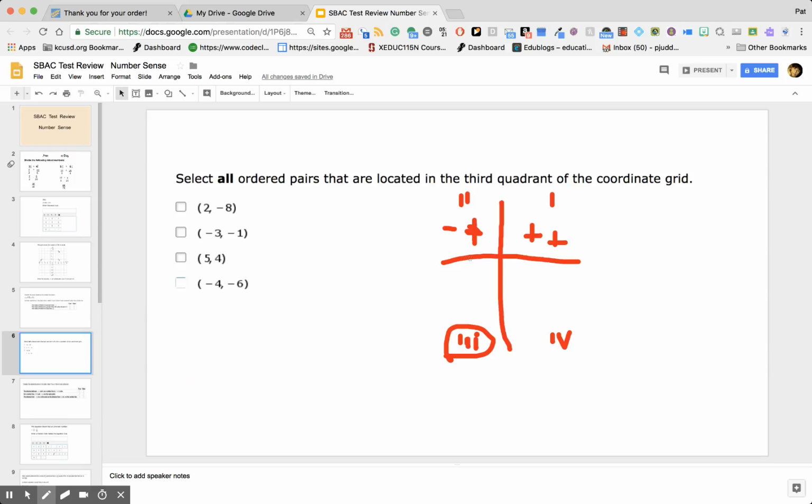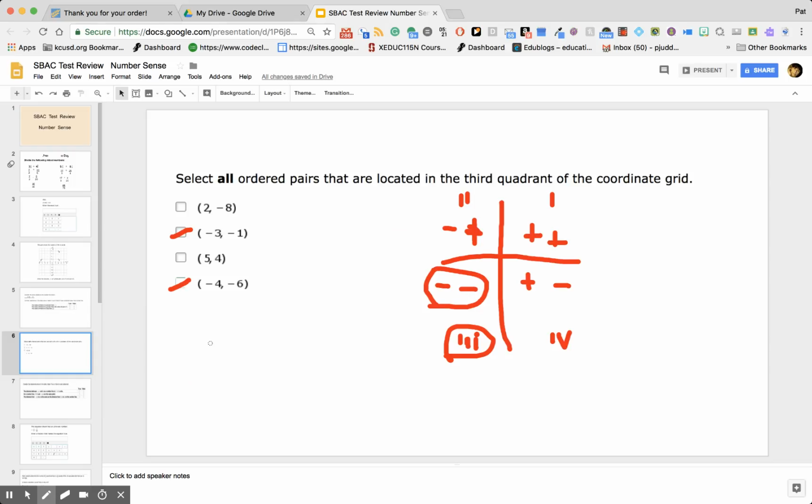My x-axis is still to the left of 0. My y-axis is below 0. My values here are x is negative, y is negative. And my x-axis is to the right of 0, but my y-axis is below. So x is positive, y is negative. This is what I'm looking for. So the only items that have x as negative, y as negative are the second and the fourth.